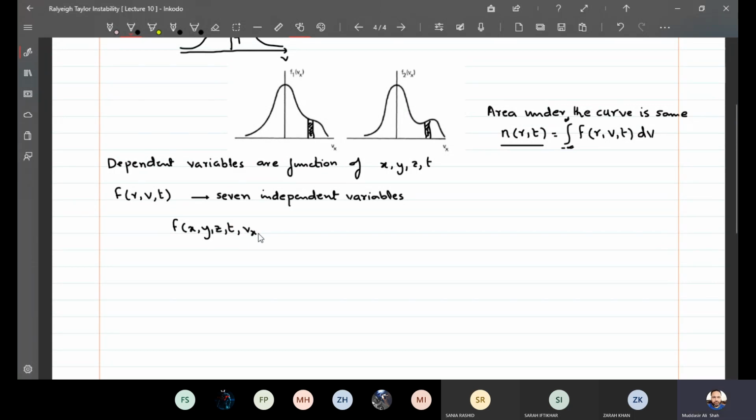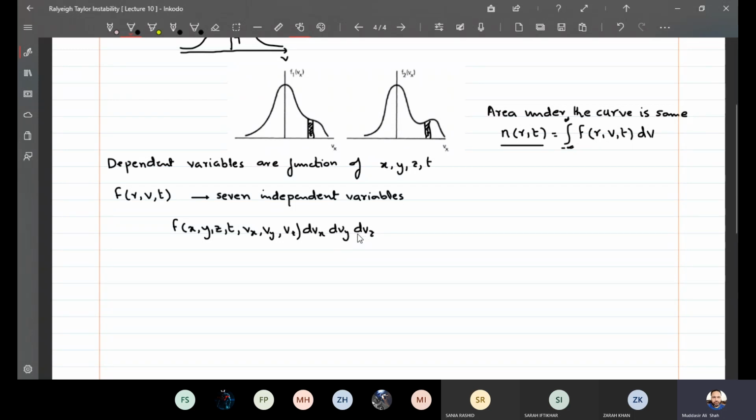with the velocity you can have Vx, Vy, Vz, and then dVx, dVy, and dVz. So here I am considering only one directional distribution, so only dVx will come, and similarly here we have X, Y, Z, and T, and with Vx. But for a general 3-dimensional distribution, we have variation in Vx, variation in Vy, and variation in Vz.